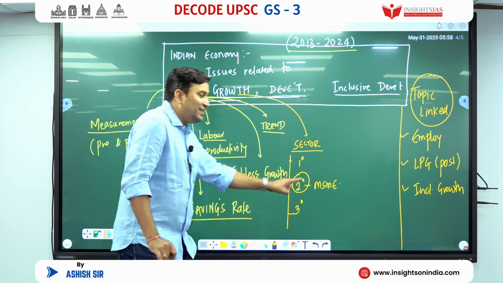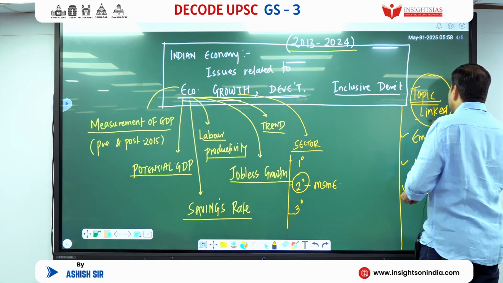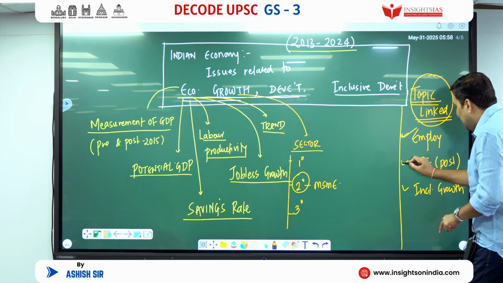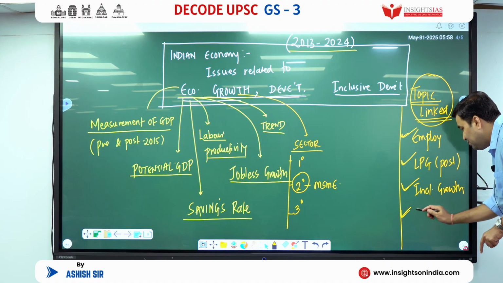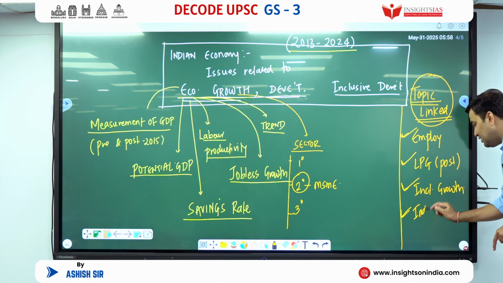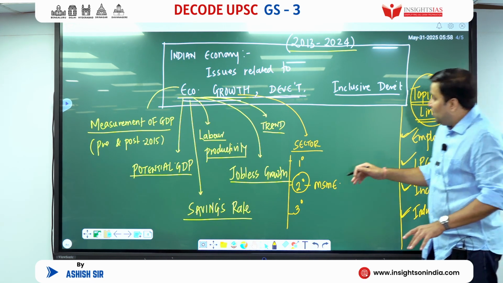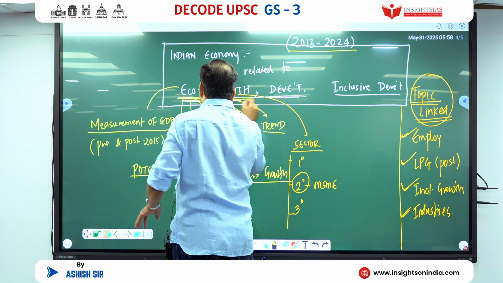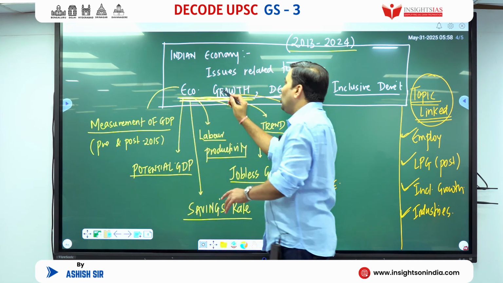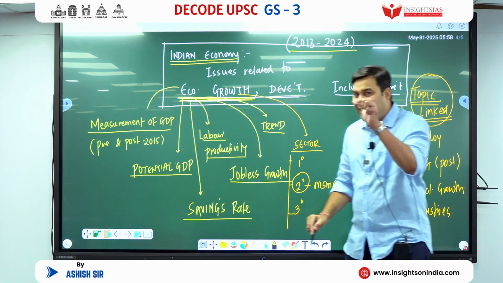And in this context, which of the following policies government have brought iske liye for improving the secondary sector? Again, it means this topic is linked with employment, LPG, industrial growth, right? And inclusive growth. Or I was saying industries or industrial growth. Am I right? I hope you are understanding. Now, again, I'm just right now dealing with only one topic, guys. That is economic growth.